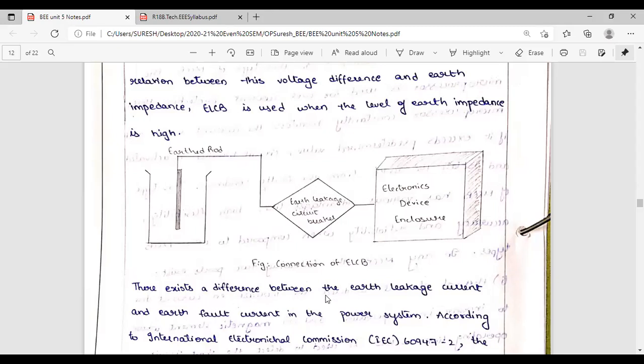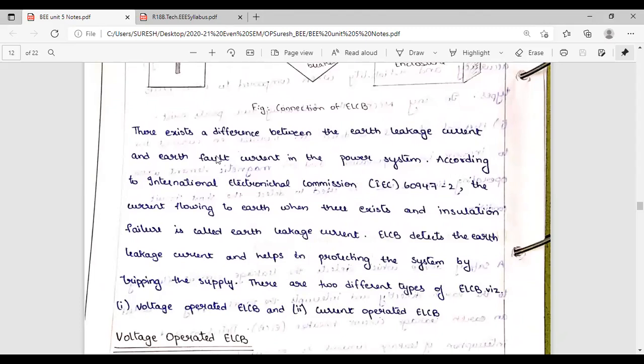So there exists a difference between the earth leakage current and earth fault current in the power system. Power system means our transmission line, all those things. According to the International Electromechanical Commission, IEC 60947-2, this is the number of that standard, the current flowing to earth when there exists an insulation failure is called earth leakage current.